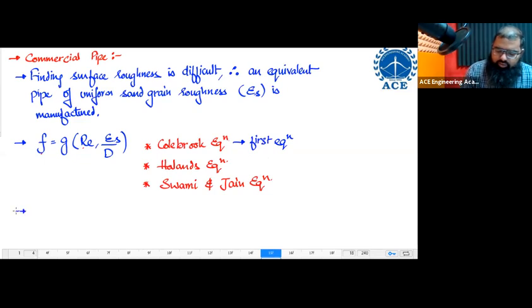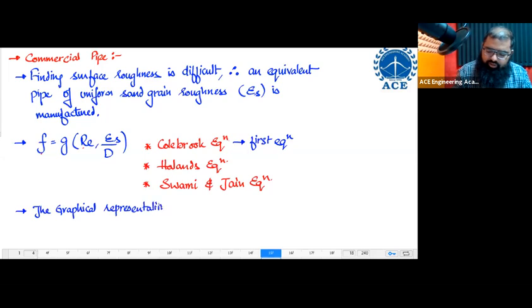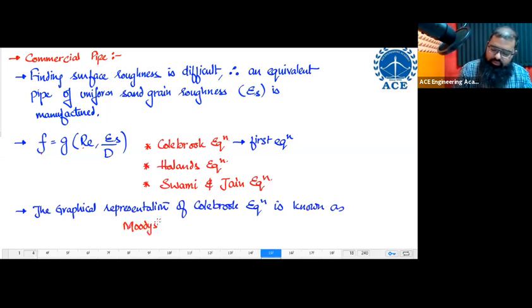Next thing, last point over here is that the Colebrook equation has been converted into a graphical form. That graph is known as Moody's chart. The graphical representation of the Colebrook equation is known as Moody's chart.